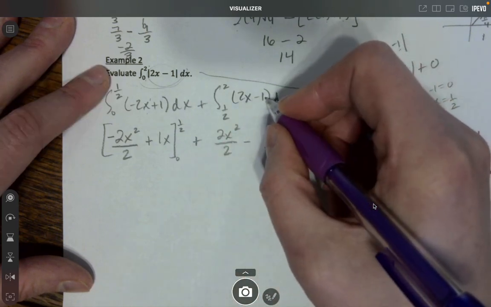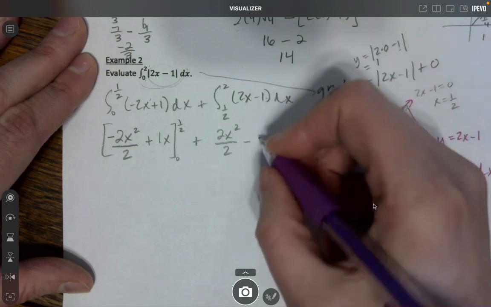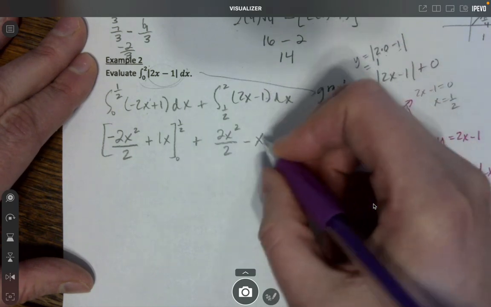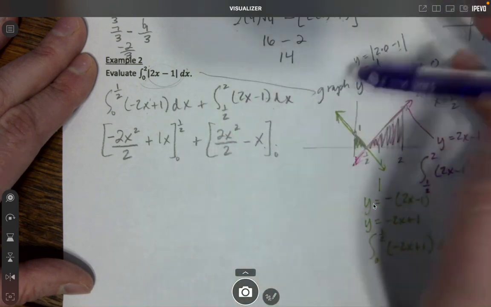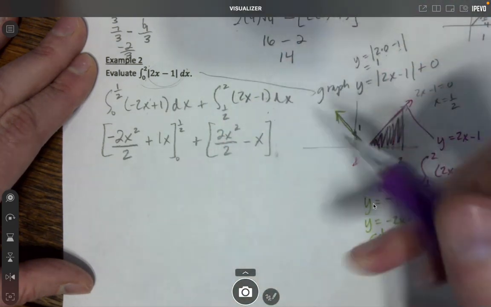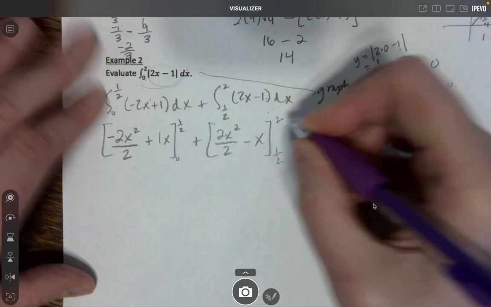This had no x at all, so x is 0. When I increase that, I get x to the first, so I don't need to put anything else there. Oh, this is 1/2 to 2. So my lower bound is 1/2, my upper bound is 2.